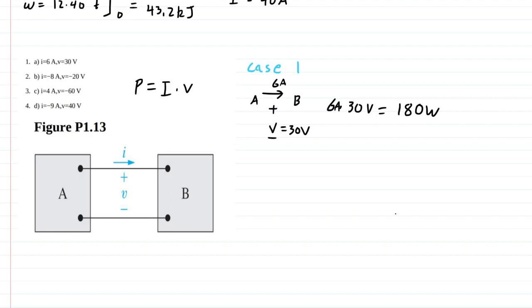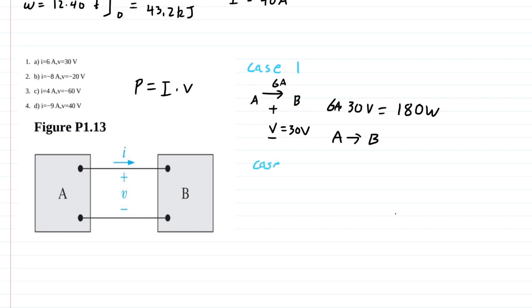And we know that it's being delivered because the current is positive and the voltage is positive. So the power in case A is flowing from A to B.